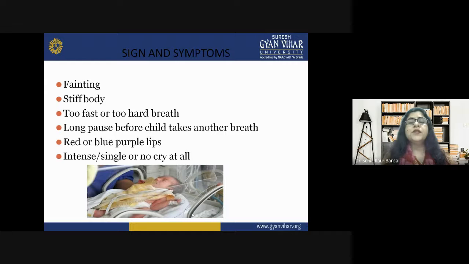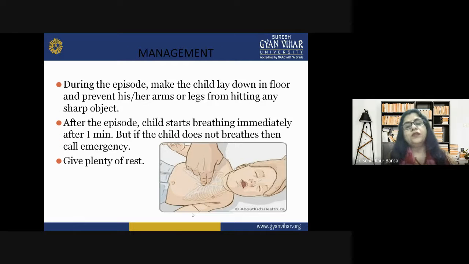Now, what are the signs and symptoms of breath holding, in the two types of spell I have told you? These will be shown by fainting of the child, or maybe a stiff body, or too fast or too hard breathing, a long pause before the child takes another breath, red or blue purple lips, maybe an intense cry or no cry at all. So these are all the signs and symptoms of breath holding. This is a very important and serious behavioral disorder that all of you must understand clearly.